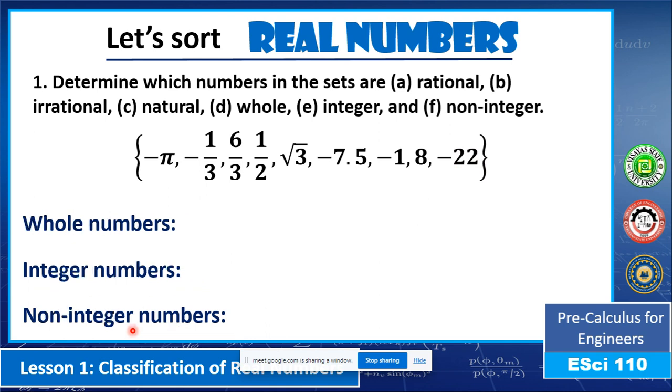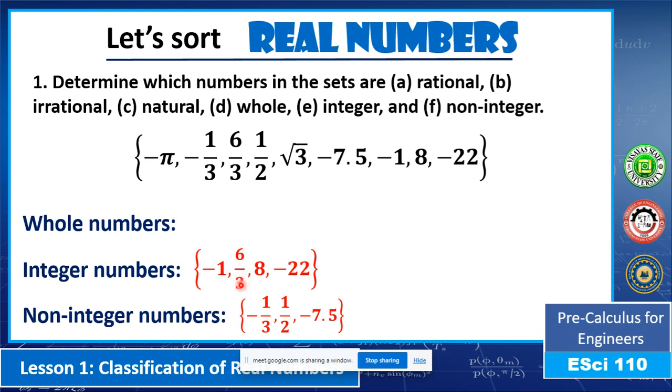How about whole numbers? It would be easier for you if you already have an answer for your natural numbers, since whole numbers are a collection of both natural numbers and zero. So therefore, sa whole numbers natin, wala siyang zero, so yung whole numbers pala natin is 6 over 3 and 8. So dalawa lang, same sa natural numbers.